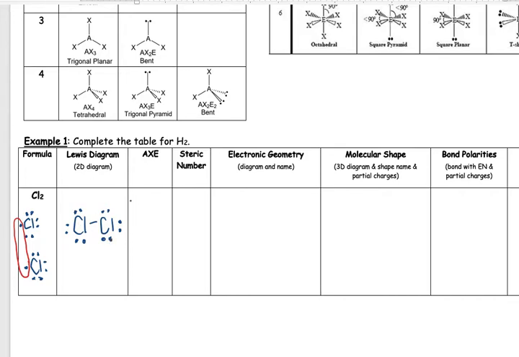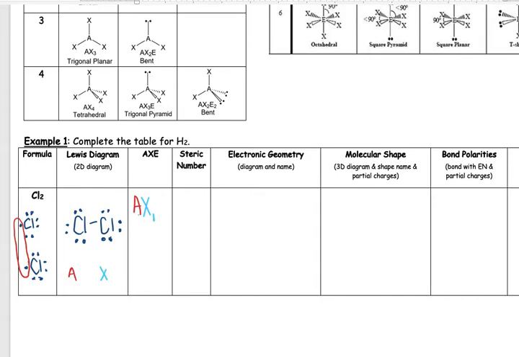So again, we're going to go through and figure out X. In this case, we need a central atom. Which one's the central one? They're both the same, so all you have to do is pick one. Say the one on the left is going to be the A. If the one on the left is A, how many peripheral atoms do you have? That's the X. So if the left is the central atom, there's only one peripheral atom.